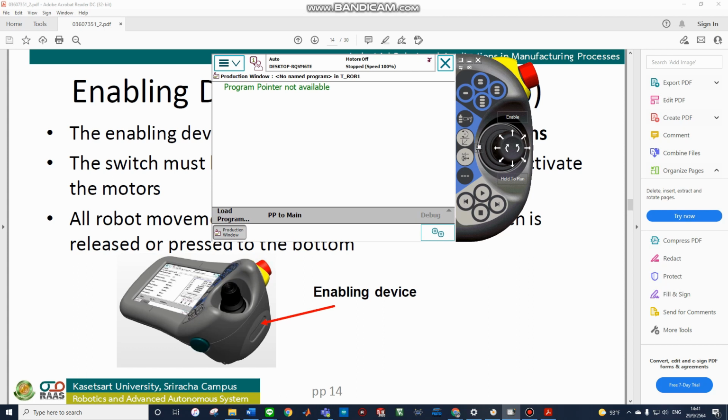The first one, I start the enabling device. The enabling device is a place with which the position of the switch must be in the middle position in order to activate the motor. All robot movement will immediately stop if the switch is released and placed to the bottom.